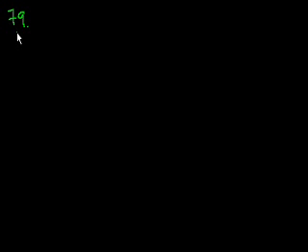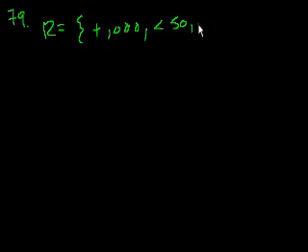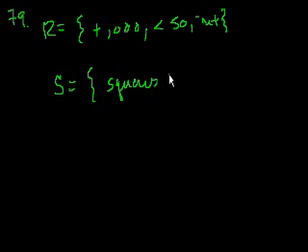79. R is the set of positive odd integers less than 50. R is equal to positive odd integers less than 50. And S is equal to squares of R, squares of the numbers in that set. How many elements does the intersection of R and S contain?